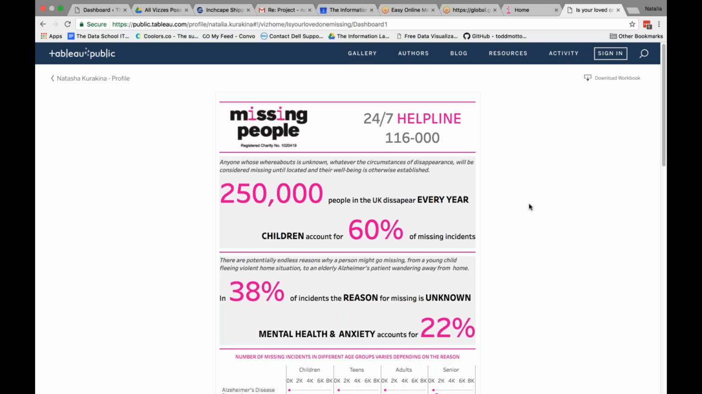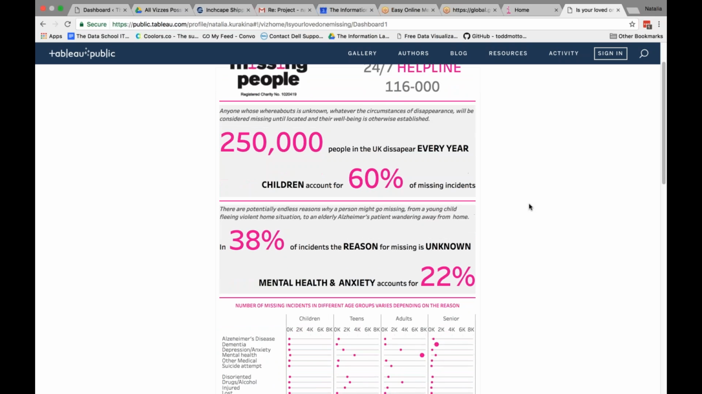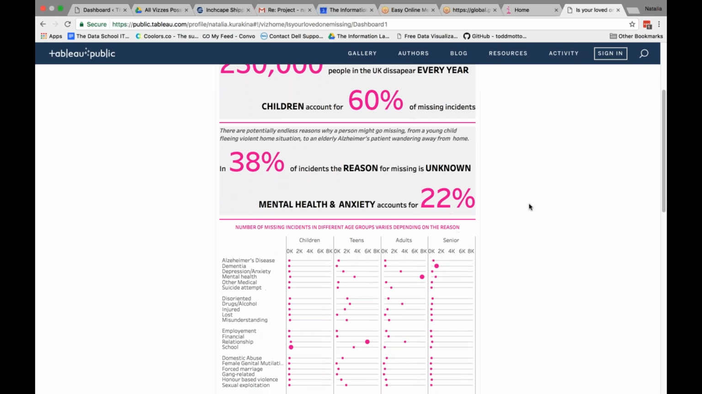This charity tries to capture every incident of missing people. According to them, around 250,000 people go missing every year in the UK, and 60% of all the reported incidents happen with children. Looking again at this, I was interested to see that there is a breakdown of why people go missing, because I automatically assumed that it was something criminal, that something happened to a person and they went missing. But actually there are more reasons to this.